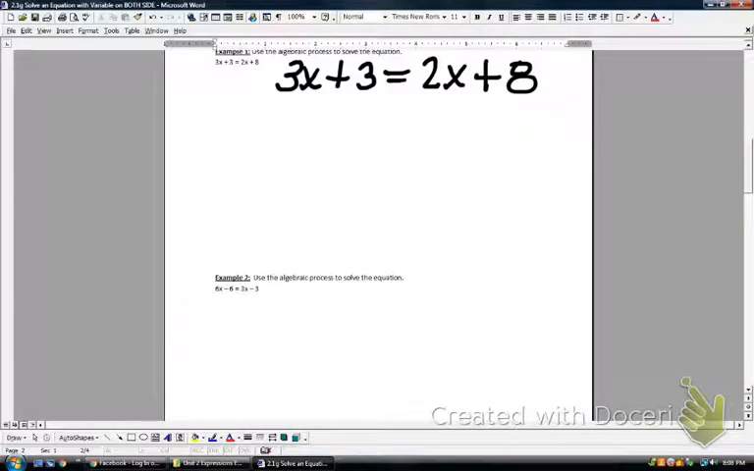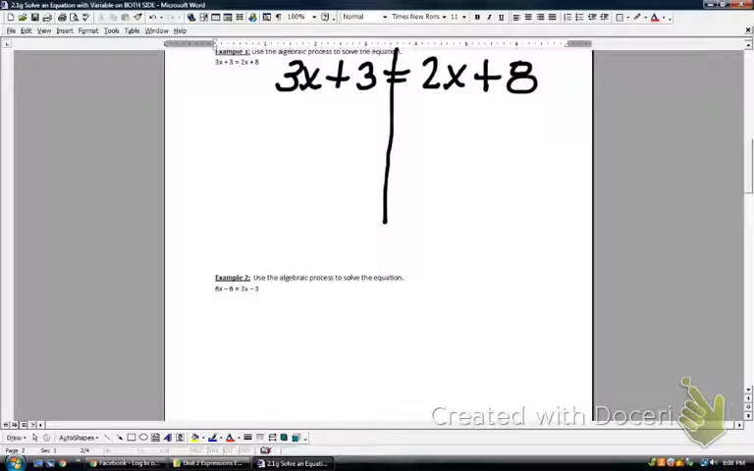All right, so let's look at our first example. Our first example says use the algebraic process to solve the equation. We have 3x plus 3 equals 2x plus 8. I've rewritten the equation so I have room to work. The first thing I'm going to do is separate my brothers from my sisters. And as you see, this looks a little bit different than what we're used to seeing because I have an x on my brother's side and I have an x on my sister's side.